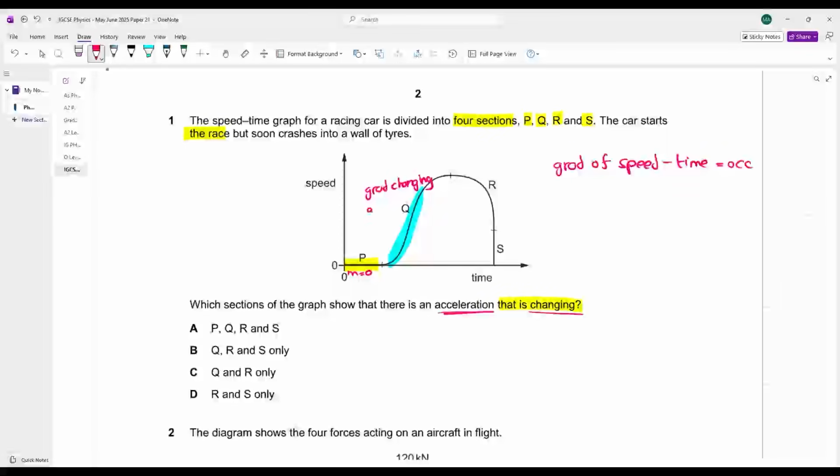If the gradient of Q is changing, the gradient of a speed time graph is acceleration. Acceleration might also be changing. Any other such section of the graph? Yes, if you analyze this section R. बेटा अगर आप section R को analyze करो, this is also a curve. That means your gradient changes. If your gradient changes, that means your acceleration also changes in region R. Both Q and R में आपकी acceleration change हो रही है. C is your answer. Perfect.